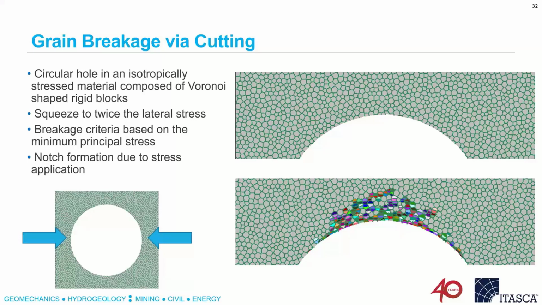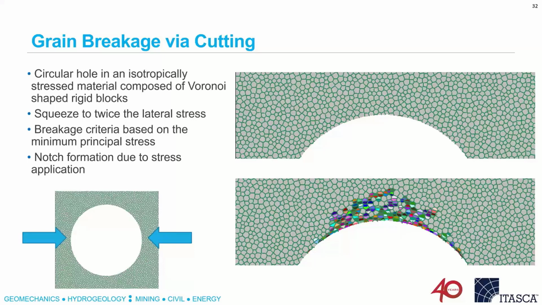Here's an example of something you can't really do in 3DEC. This is a 2D example, but to highlight that grain breakage that we can do, as a new feature in PFC7. So in this case, there's a circular hole in 2D. It's initially in an isotropic stress state, and the blocks are based on Voronoi cells, right? So it's a Voronoi cell specimen. And we're going to squeeze it laterally to twice the initial stress. So the lateral stress is twice the vertical stress.